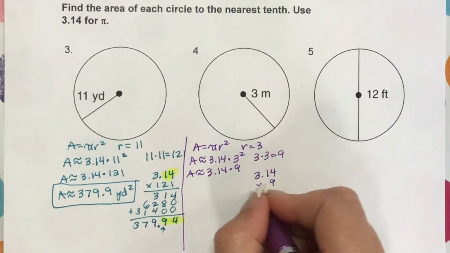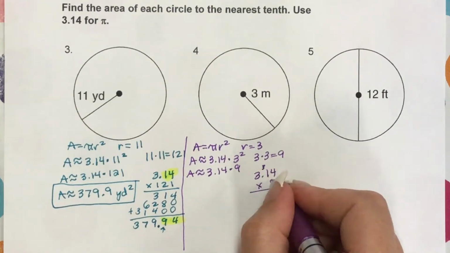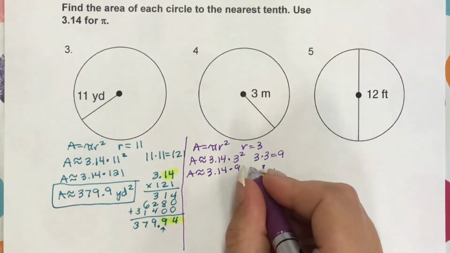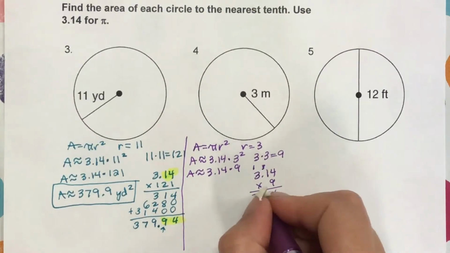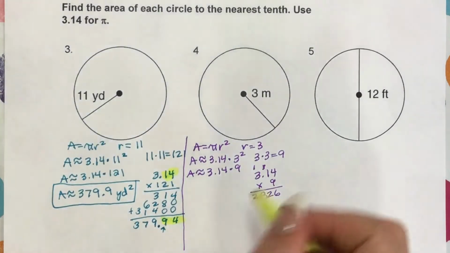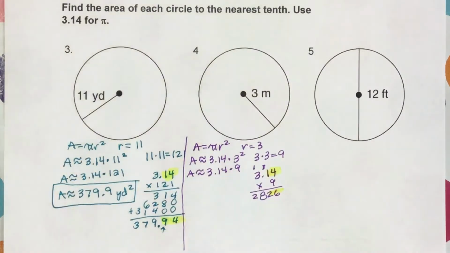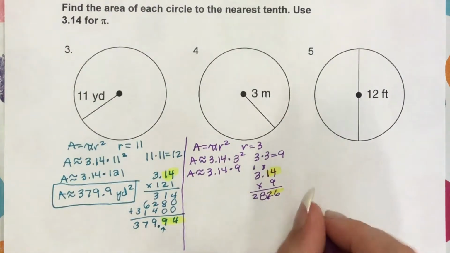3.14 times 9. 9 times 4 is 36. Write the 6, carry the 3. 9 times 1 is 9, plus 3 is 12. Write the 2, carry the 1. 9 times 3 is 27, plus 1 is 28. Okay, we just need to put the decimal place in the right spot. In our problem, there's 2 decimal places. That means in our answer, there's going to have to be 2 as well. So it's going to be 28.2.